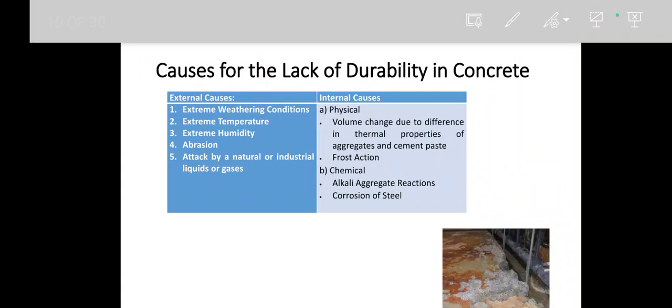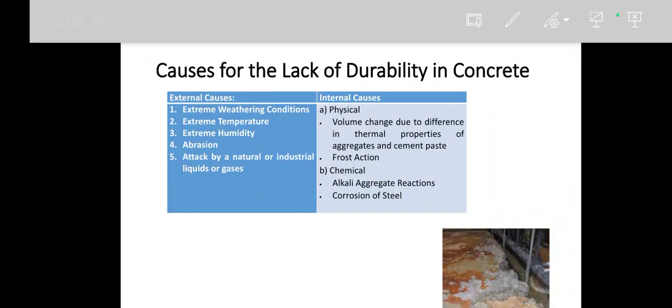Internal means, physically, there may be some volume change. Suppose the aggregate has a coefficient of thermal expansion, and if more temperature is there, it will cause expansion of the aggregate or the cement paste, thereby cracks will be formed. This is about high temperature. Low temperature means freezing will happen. If water is locked inside the pore spaces of the concrete, it will try to expand when it freezes, and then some pop out will happen.